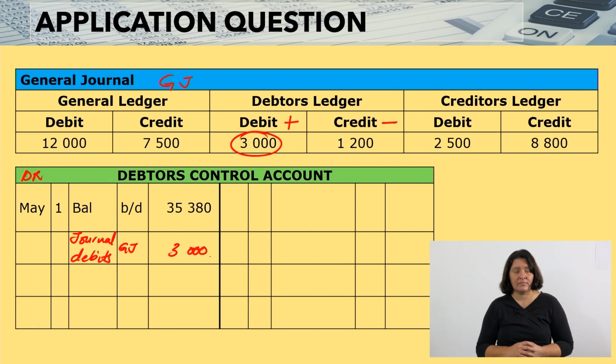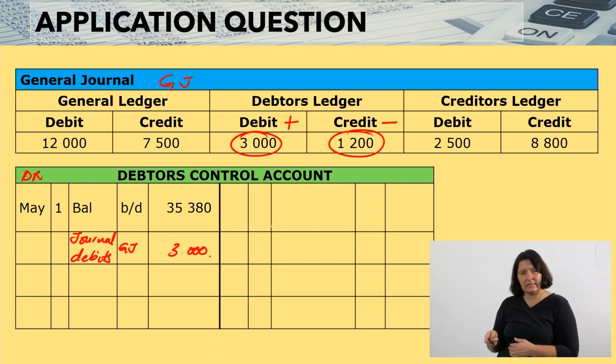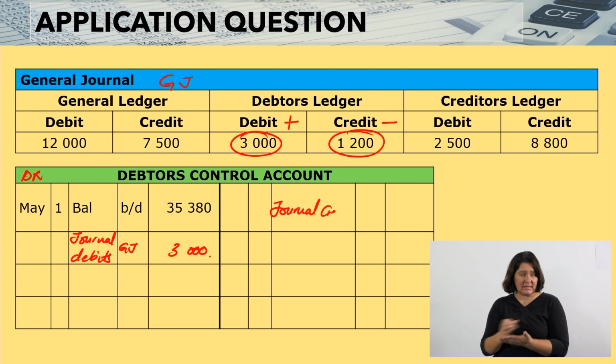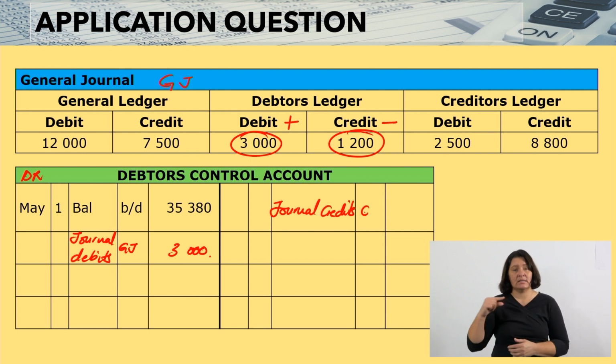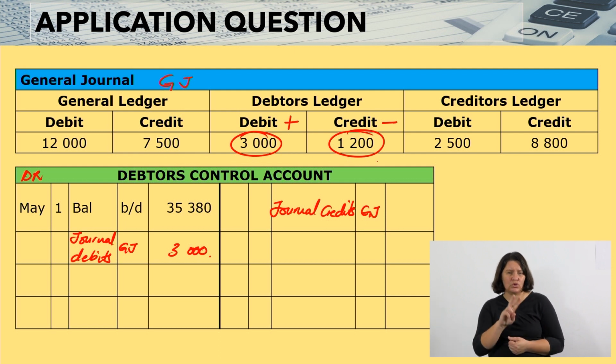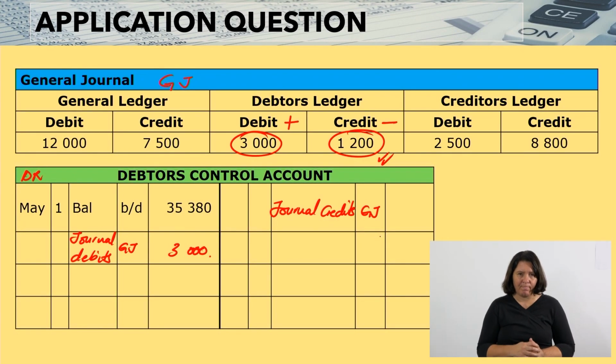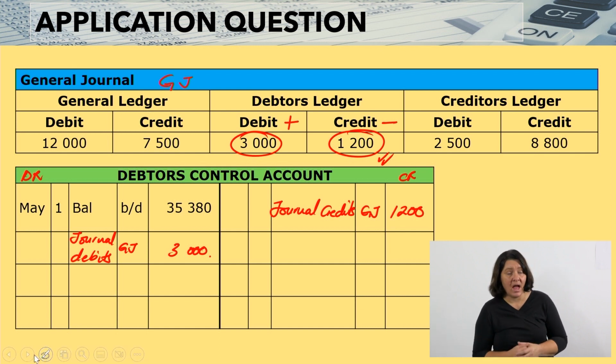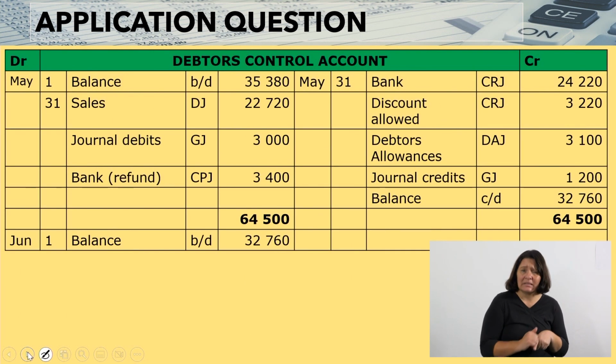I have my 3,000. I will also consider the amount that I will bring to the credit side, and I will now say journal credits. In this case, I'm bringing journal credits from the GJ. This will include amounts such as bad debts when our debtors are no longer able to pay their accounts. So it decreases my debtors control in this case, 1,200. I will therefore come here on the credit side and I'm saying 1,200. Dear learners, it is very important that you continue practicing on these aspects.